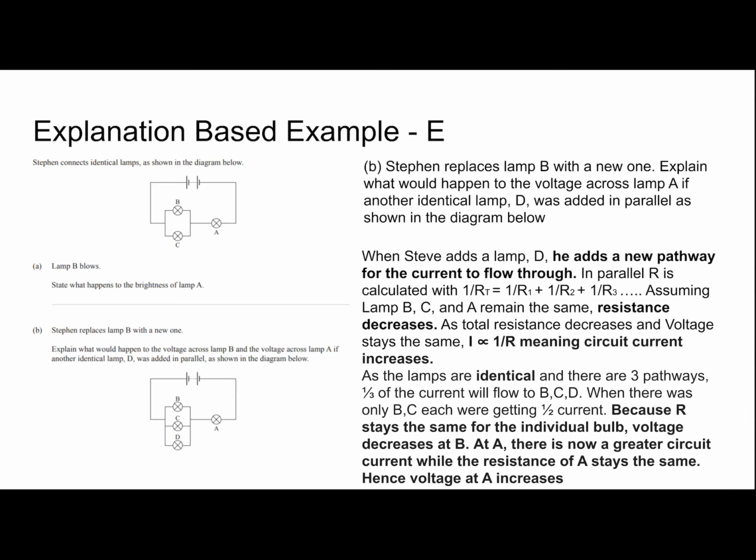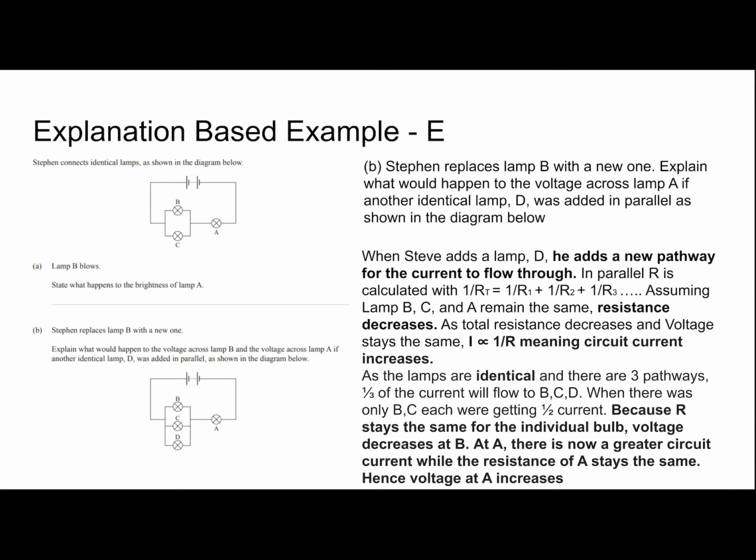Alright, so each of these lamps are identical, and there are 3 pathways. The key term here is identical. This can only happen if the bulbs are identical. Because the bulbs are identical, 1/3 of the current will flow to B, 1/3 of the current will go to C, and 1/3 of the current will go to D. That's only because the lamps are identical. If they are not identical, then this will not happen. So 1/3 of the current flows.